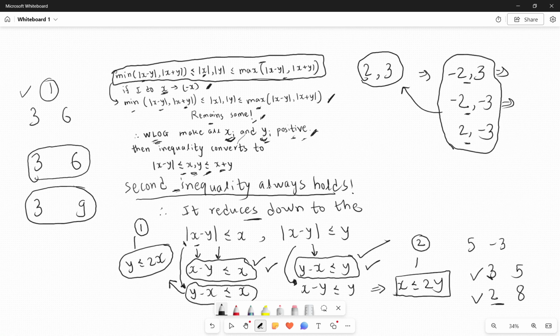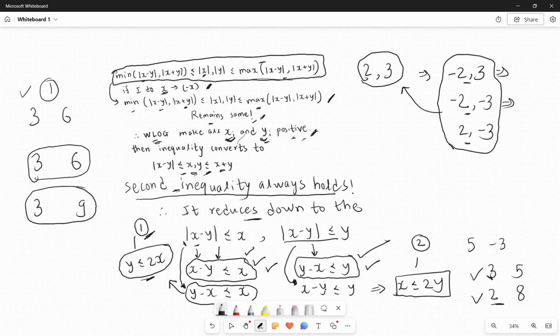So we are left with mod of x minus y less than or equal to x, and mod of x minus y should be less than or equal to y. From here, opening the mod with its positive value, assuming x is greater than y, it becomes x minus y is less than or equal to x, which is always true. And opening it with its negative value, we get minus x plus y is less than or equal to x, which converts to y is less than or equal to 2x. This is our final inequality. We'll mark it as 1.